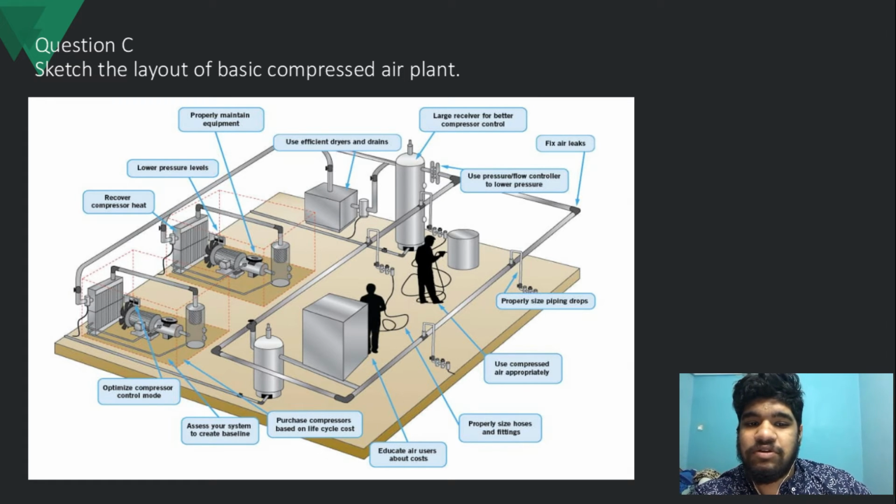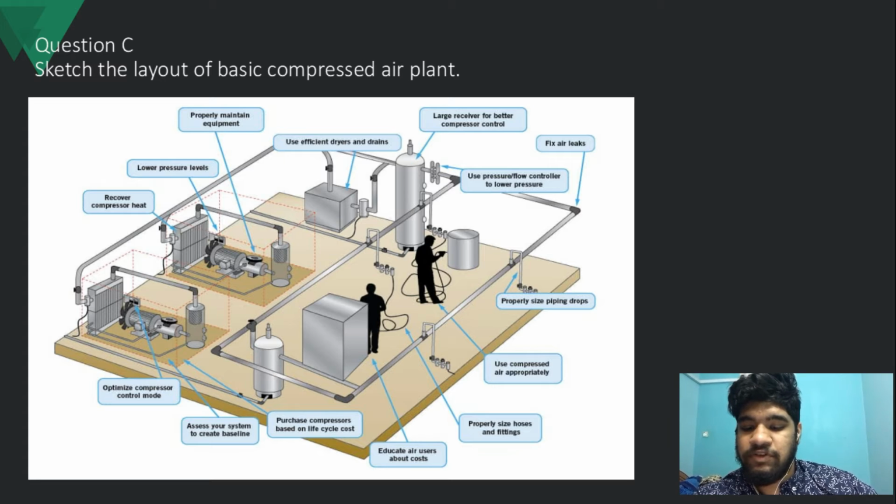Sketch the layout of the compressed air plant. A modern industrial compressed air system is composed of several subsystems and many subcomponents. The air compressor is the mechanical device that takes in ambient air and increases its pressure. The prime mover powers the system. Compressors serve to regulate the amount of compressed air being produced.